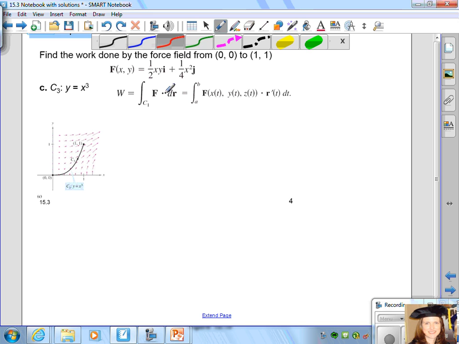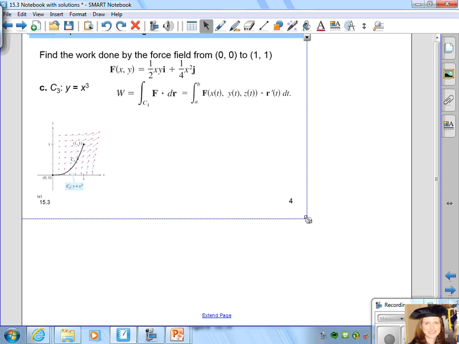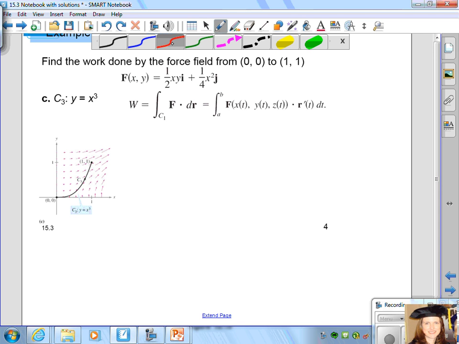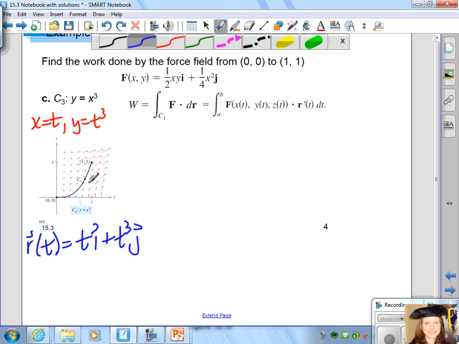Okay, here again we are moving from the same start and end point. The field is the same. The only difference here is the path. So let's come up with the parametrization for the path. Let x equal t, and let y equal t to the 3rd power. So our parametrization, r of t, for that path is t i plus t cubed j. The time interval here would also be from 0 to 1.